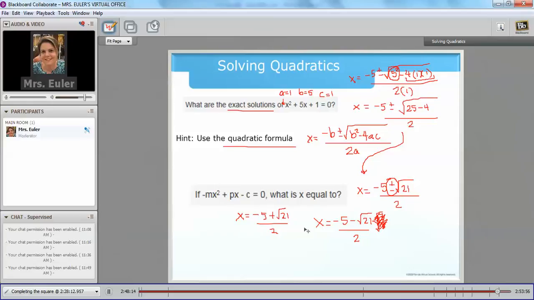This example right here is doing the exact same thing. The only difference is you are leaving variables in your formula. So your A actually equals negative m, your B actually equals P, and your C equals negative C. And those are the things you would plug into your formula right here and simplify. The process is just the same, using letters.